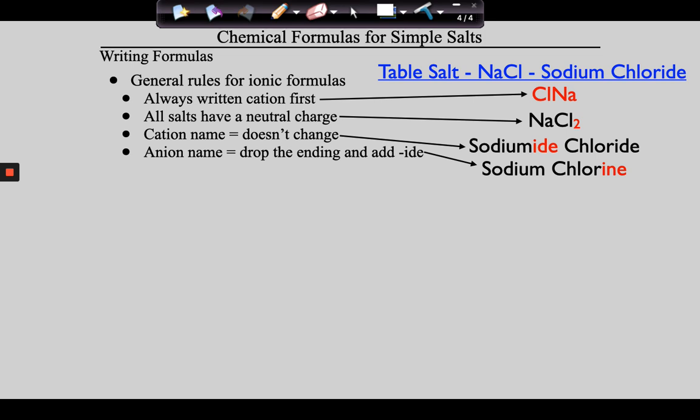So it's always cation first. They have a neutral charge. The name of the cation doesn't change. The name of the anion, drop the ending and add IDE. So guys, there's one more thing that you need to know as a rule. Then I'm going to show you the steps. Then I'm going to do 3 of these with you, and then you're going to do your homework. You ready to go? Okay.